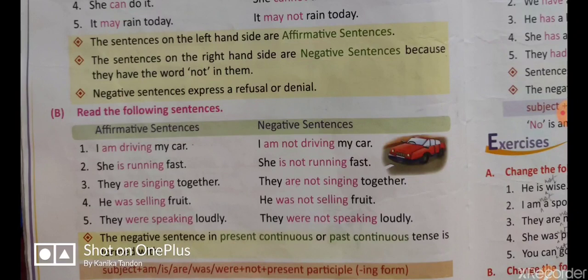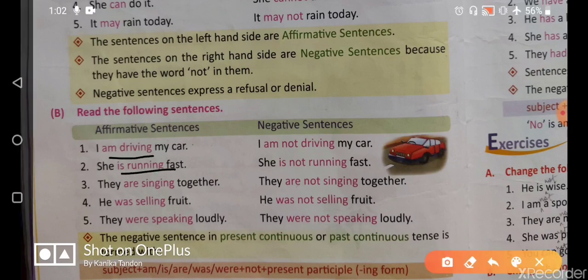Now what is the difference between the sentences that I have read right now and the sentences which I have read before? Those sentences are in simple present, past or future, but these sentences are in present, past or future continuous because they have the ing form of the verb. So driving, running, singing, selling, speaking, these are the continuous tense. So how do we make a sentence negative while the sentence is in continuous form?